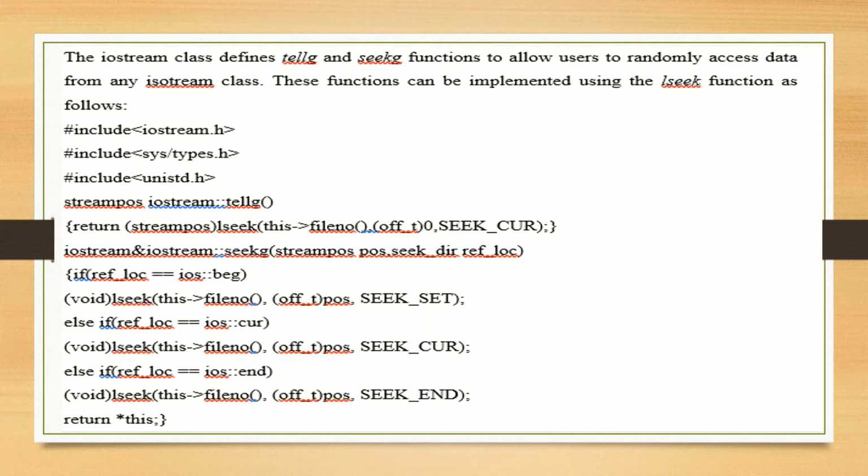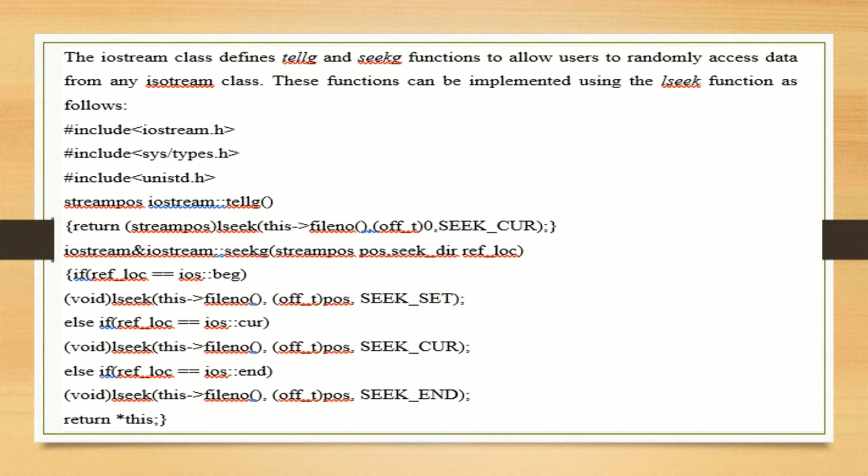The iostream tellg simply calls lseek to return the current file pointer associated with an iostream object. The file descriptor of an iostream object is obtained from the file number member functions. The second one, the iostream seekg, relies on lseek to alter the file pointer associated with an iostream object. The arguments are the file offset and the reference location for the offset.